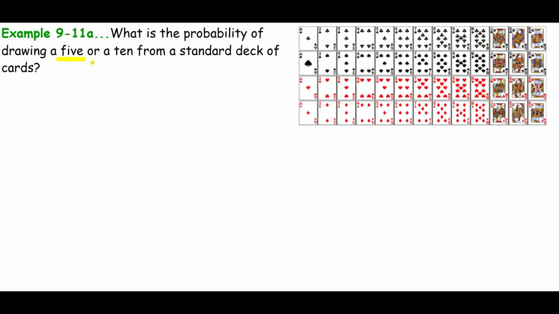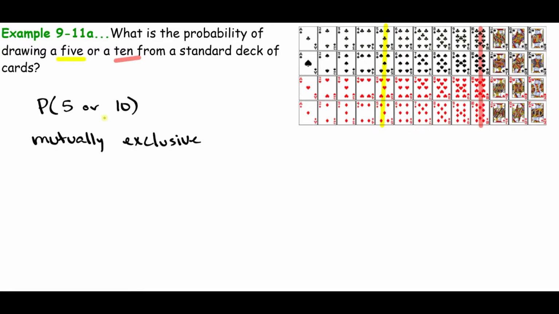So here's my 5s, or a 10. So here's my 10s from a standard deck of cards. The first thing I want you to notice is that that's an "or" there. So this is the probability: what's the probability of 5 or 10? These are mutually exclusive events because there's no overlap between the 5 and the 10.